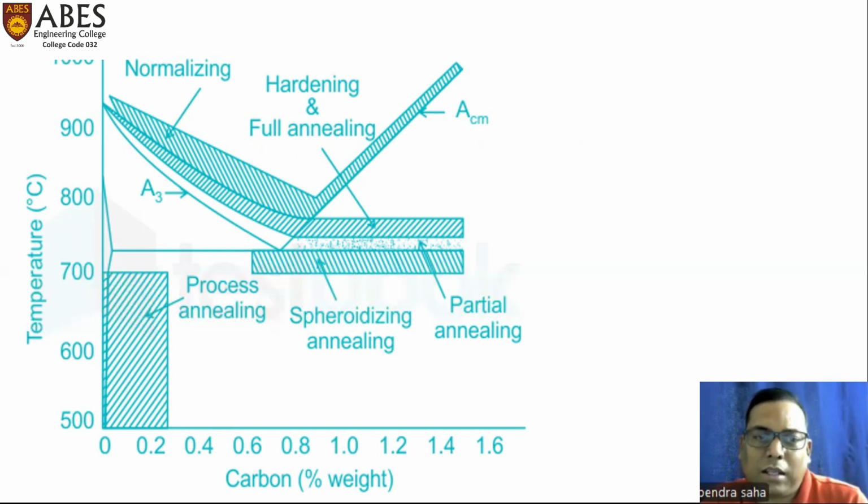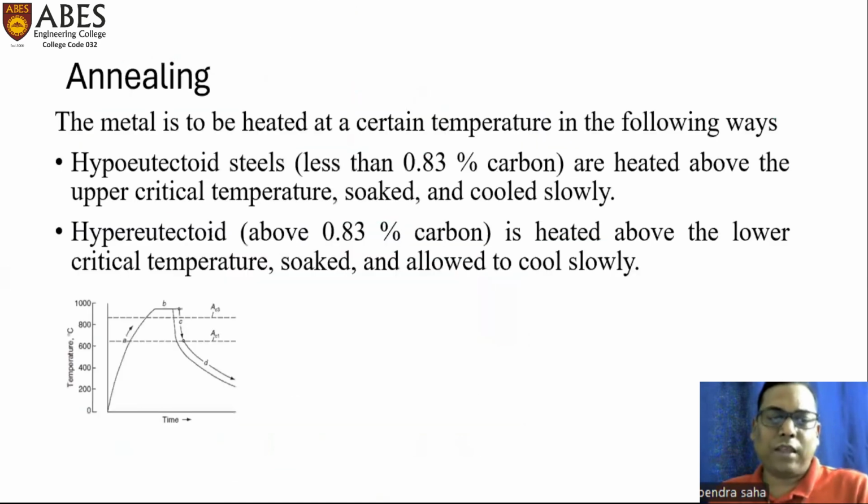All metal, especially steel, is to be heated above the recrystallization temperature, up to the AC3 temperature, and after that it is to be cooled down. Depending on the cooling medium, the heat treatment process will differ. The first one to be discussed is number one, the annealing process.